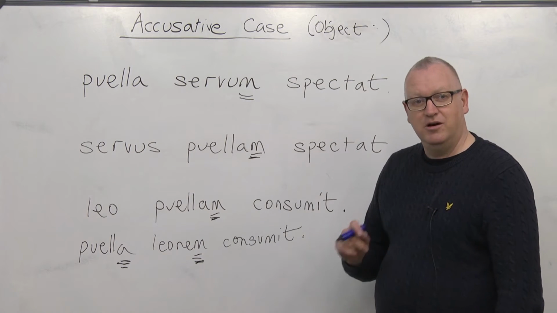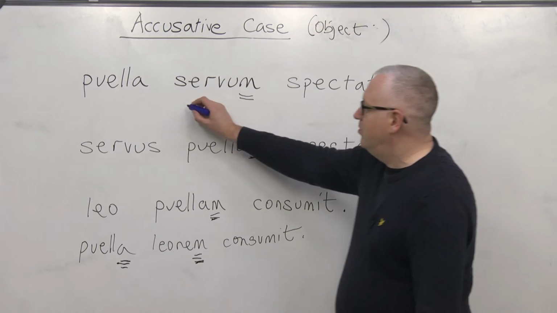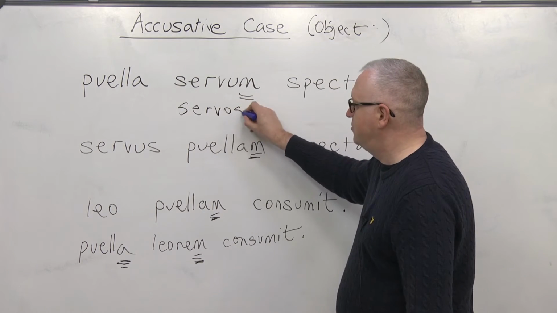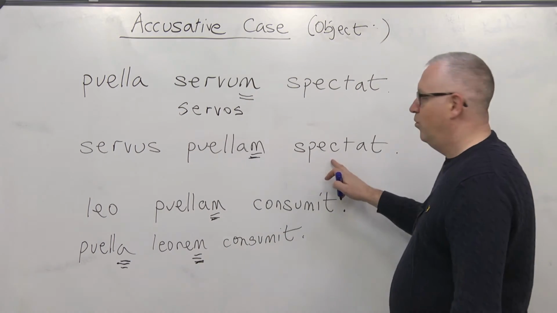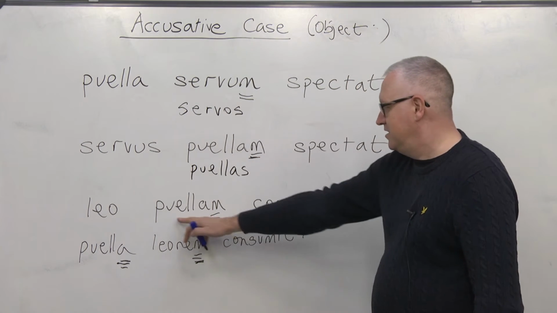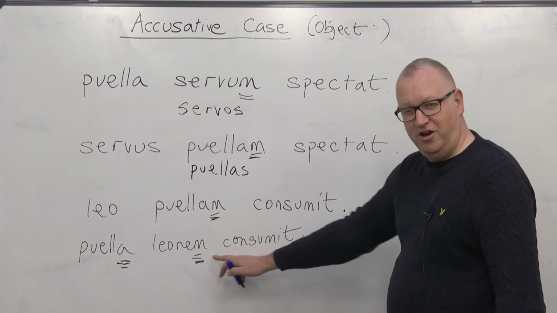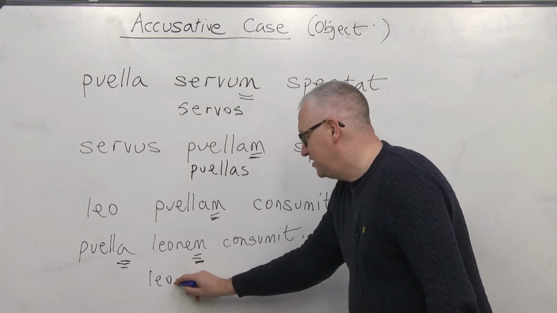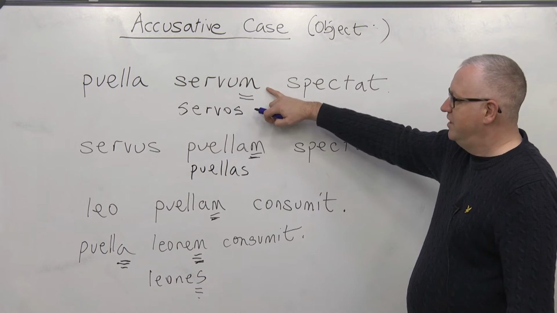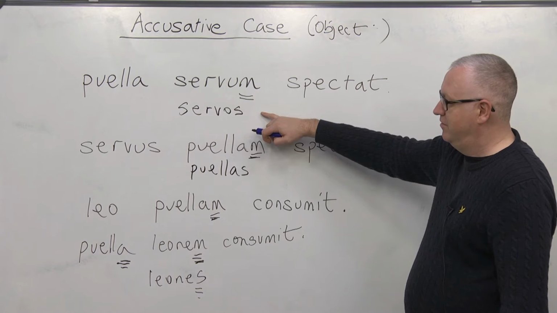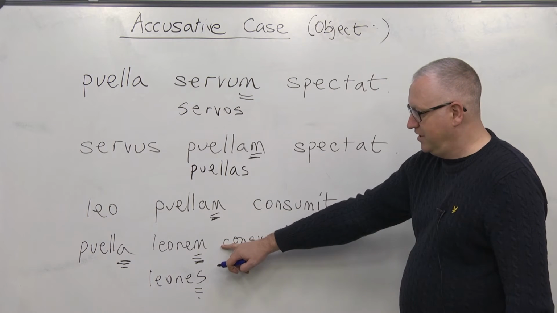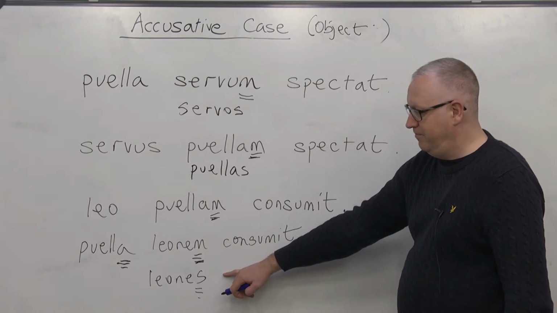Now, so far, these are just the singulars. If we wanted to say the girl watched slaves, we'd have servos. The slave watched girls, puellas. And the girl consumed lions, leones. So we've now got the accusative singular and the accusative plural, for each of the three.